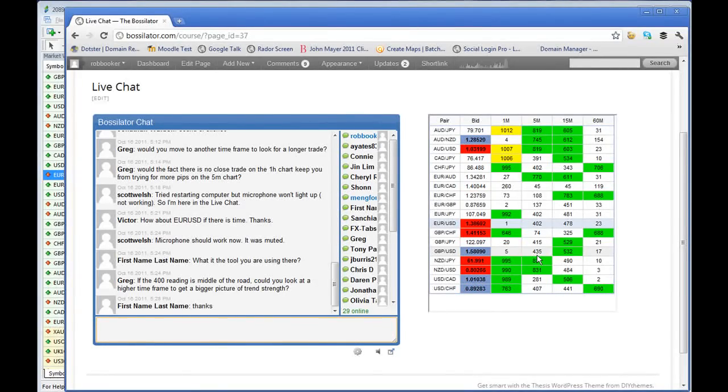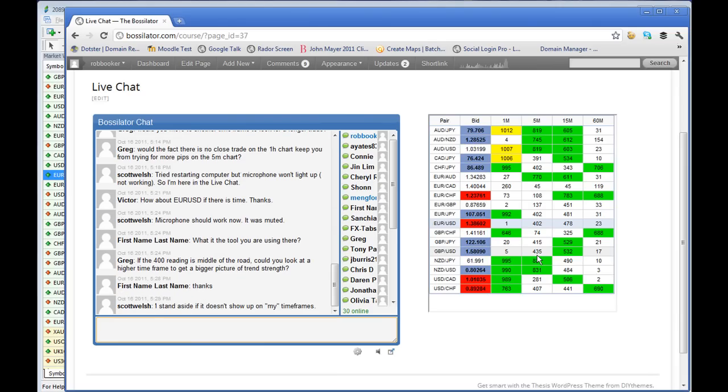Your question, though, was a little bit deeper. Your question was, if the reading is the middle of the road, could I look at a higher time frame chart to get a bigger picture of trend strength? And the answer is, that's making a lot of assumptions. It's assuming that there is trend strength or there is a trend at all. So I would say, Greg, the question would really be, could I look at a different time frame chart to find a trade? And the answer to that is yes. However, if it's outside the time frames you usually trade, that can become a little bit tricky. And let me know if I did or did not answer your question in an acceptable manner.